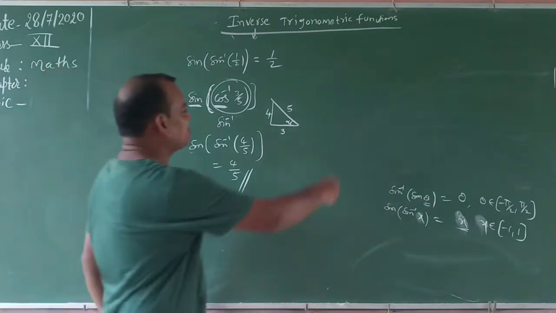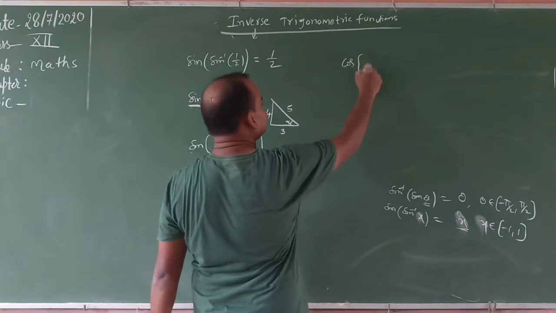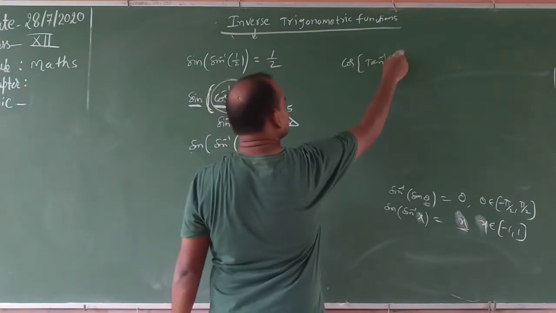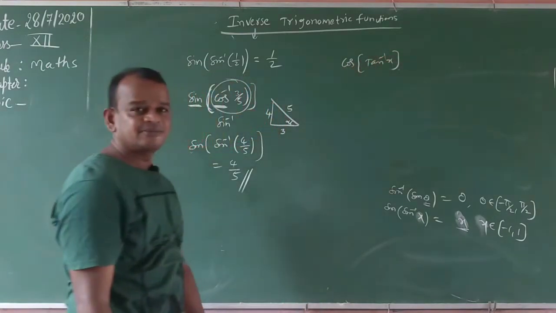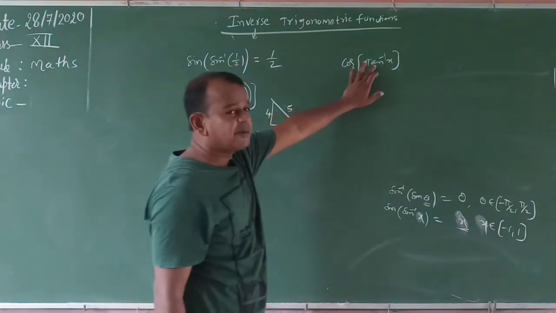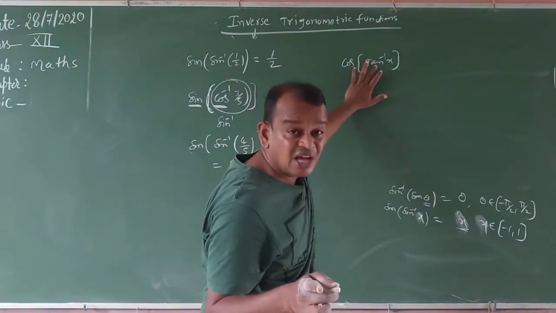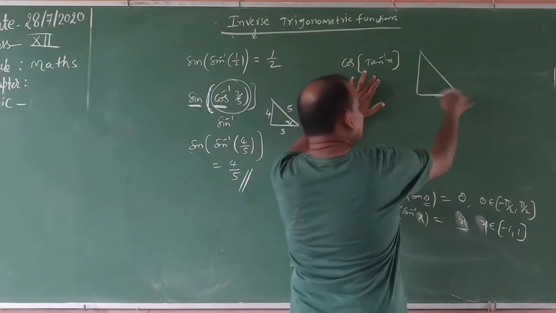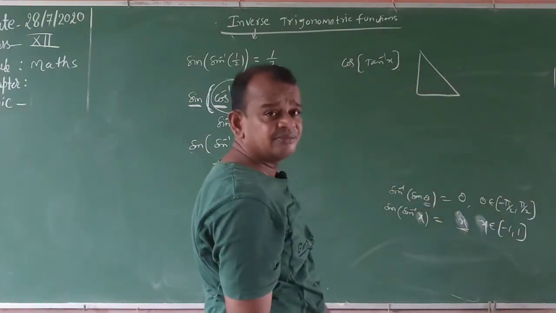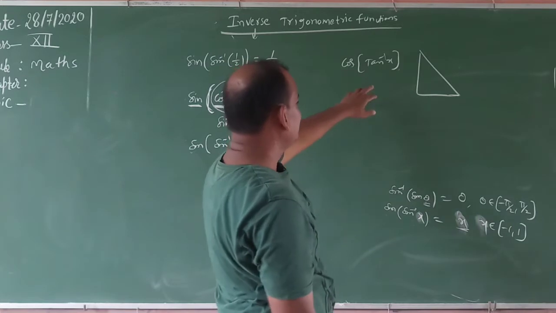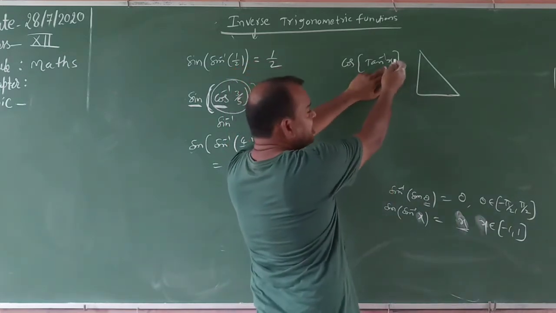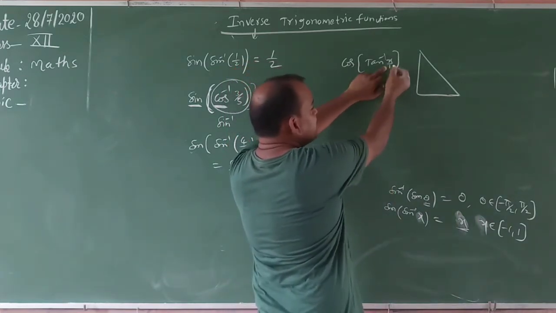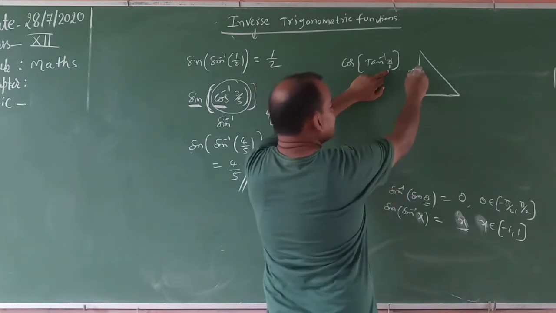Suppose from the examination point of view, cos of tan inverse of x is asked, equal to dash. Here cos is there. 100% tan inverse of x will be changed into cos. Now draw the same right angle triangle with some angle, whatever it may be. Tan inverse of x. What is the definition of tan? Opposite side by adjacent side. Opposite is x, adjacent is 1.